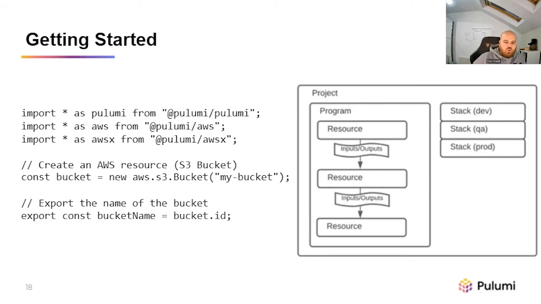So a Pulumi project is the top level item. A Pulumi project has a program. A program has a number of stacks to it. A stack is a representation of configuration and state. And of course, inside your program, you have a list of resources which have inputs and outputs. So that's the anatomy of a Pulumi application and how Pulumi works.